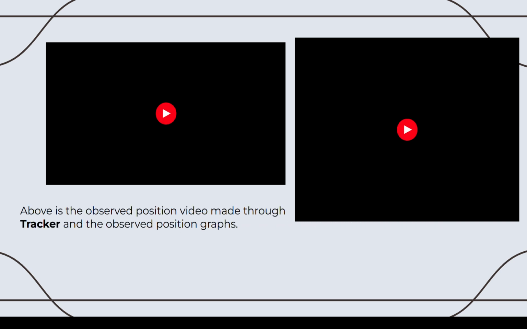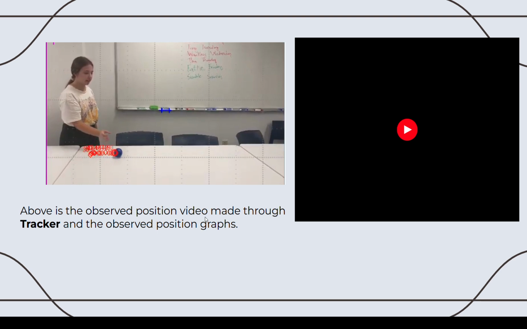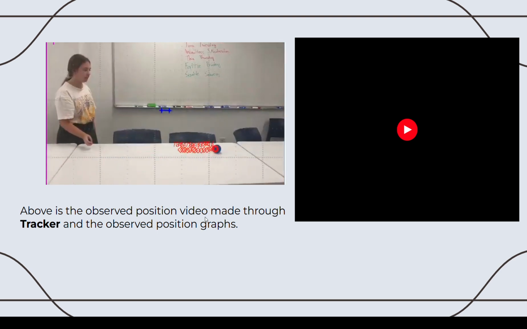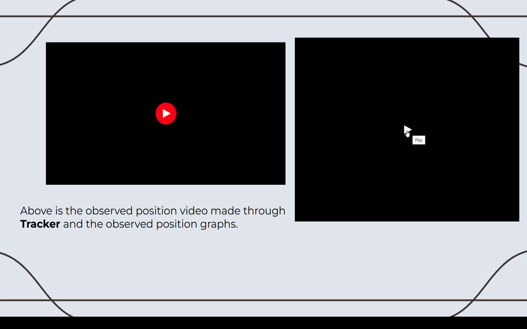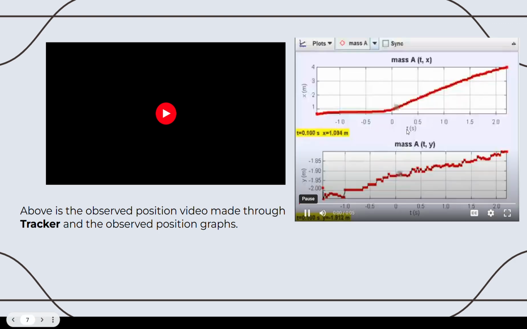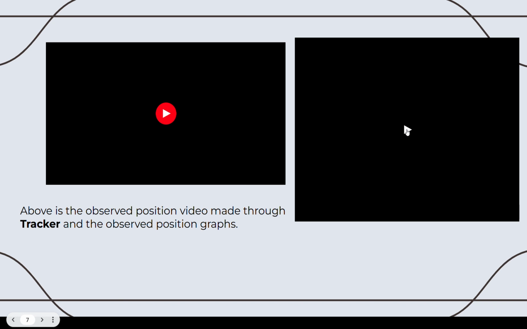Okay, so here are the two videos. On the left, we're going to start with that one, is the real-life simulation. Look at that, so beautiful. And then on the right is what the graph looks like at that same time. And as you can see, these videos were made possible through Tracker.